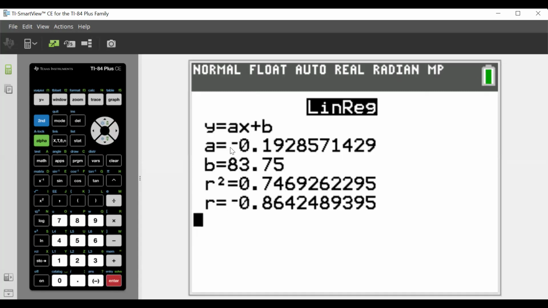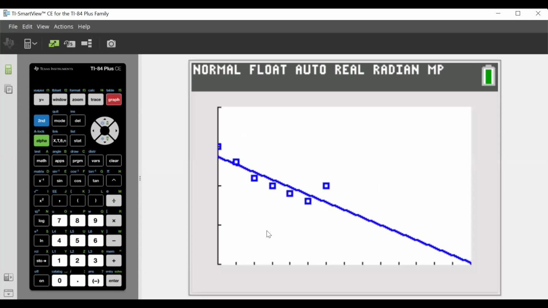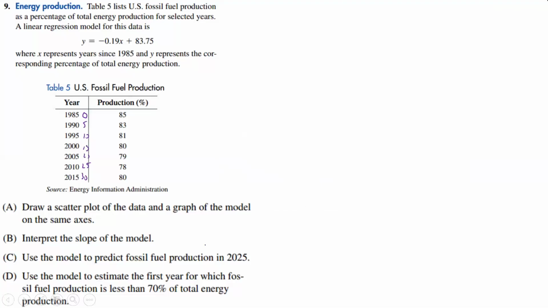Well, there's our equation. They had negative 0.19 and 83.75. So we got the same value, so that's good. Now our graph, that's what it's going to look like. I put it out a little bit further, but that's what our scatter plot is actually looking like here. Okay, so that's what we get. Now we have our scatter plot on the same axis as the linear regression. So now let's go back over here and see what else is done. We've done that, and instead of drawing it by hand, I just did it that way.